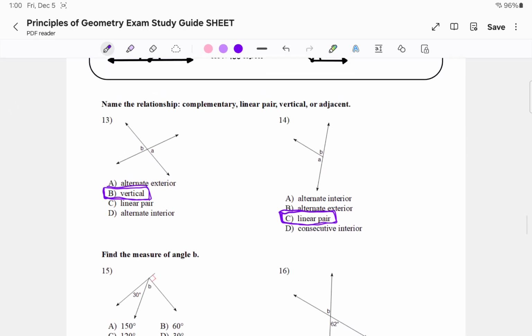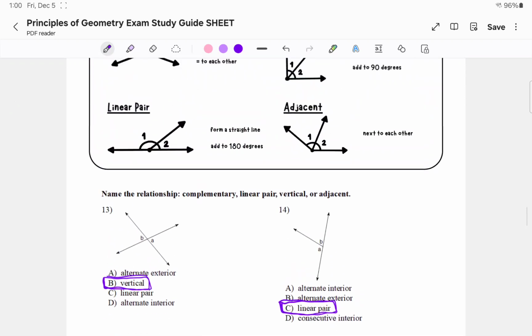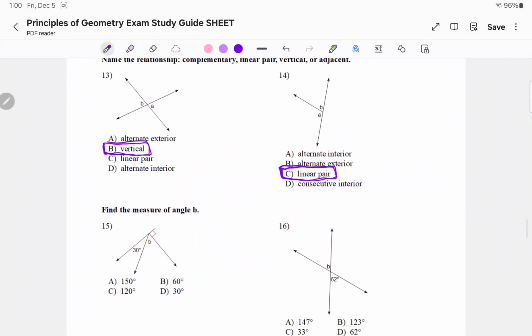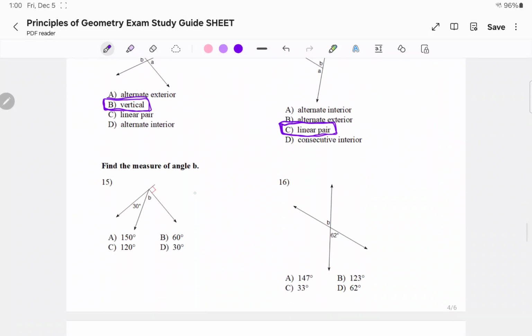Now for number 15 and 16, you have to find the measurement. That's when we can still use this box, because look, 15 looks like a pair of complementary angles. So I know that they are adding to 90. So I'm going to write an equation this time. b plus 30, or 30 plus b, is equal to 90 degrees. And I solve by subtracting 30 from both sides. And I get my missing angle is 90 minus 30. Just put that into the calculator if you need to. That is 60 degrees. So my answer is B.